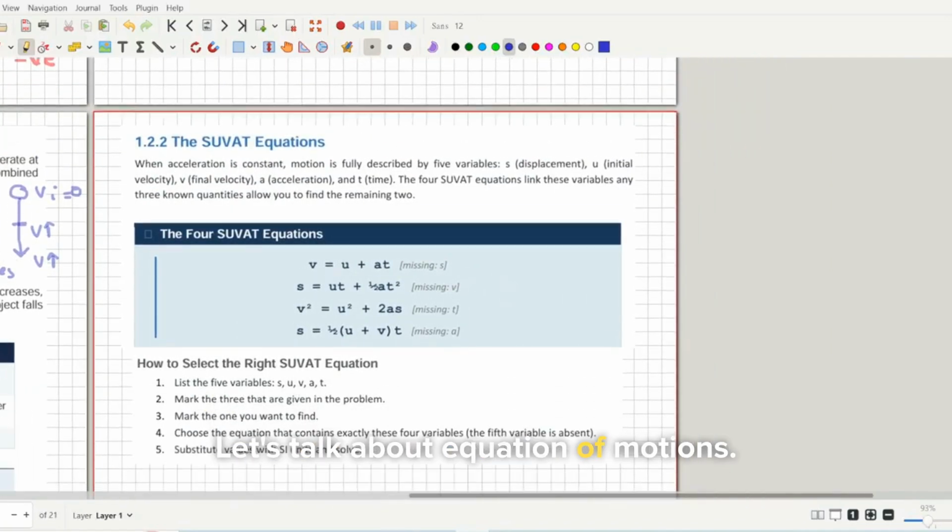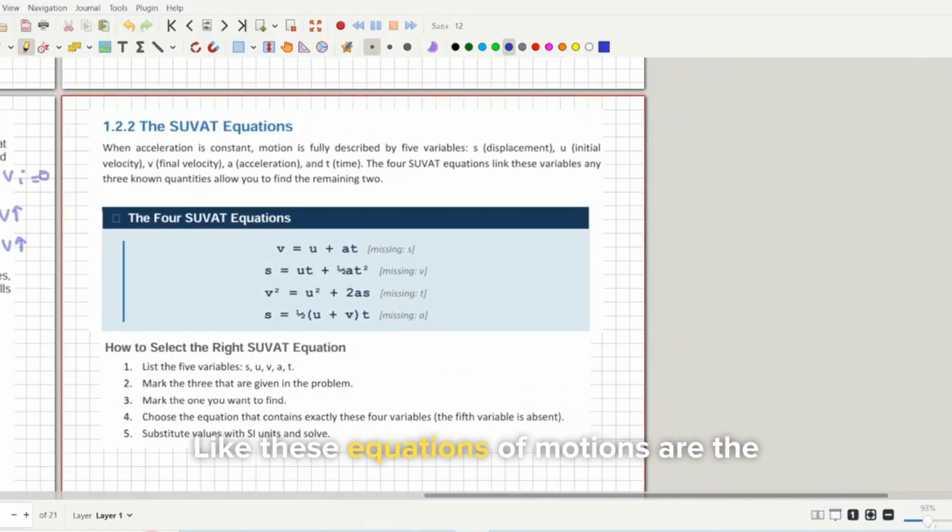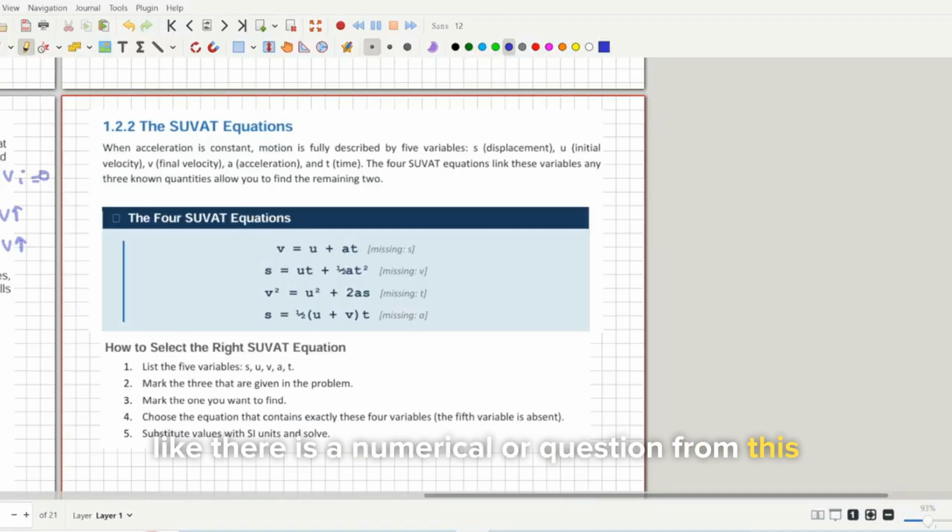Let's talk about equations of motion. These equations of motion are the equations that will be mostly used in the IMAT exam. These are so important that they are asked every single year. There is a numerical question from these equations maybe every year. I haven't seen a question that is not using these equations. These are the most important equations.